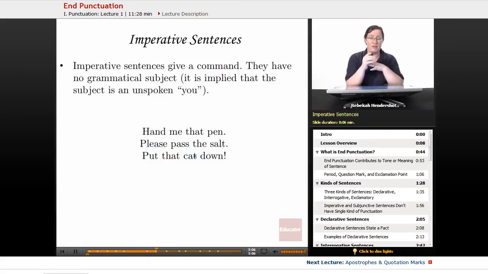All right, imperative sentences. Now, punctuation can vary a bit on these, but you need to know about them. Imperative sentences give a command or an instruction. They have no grammatical subject in the sentence. It is implied that the subject is an unspoken you.